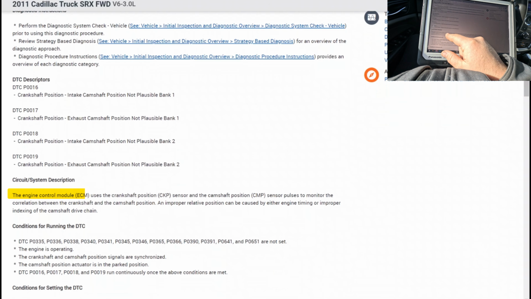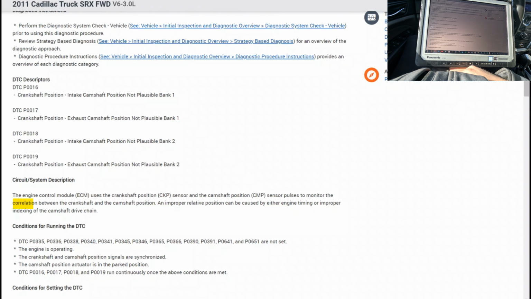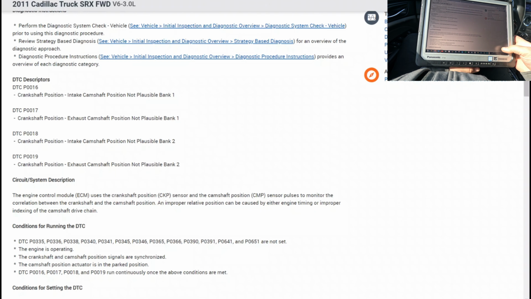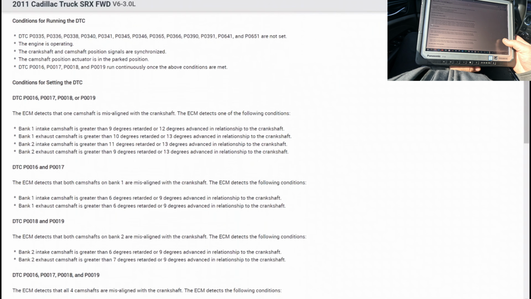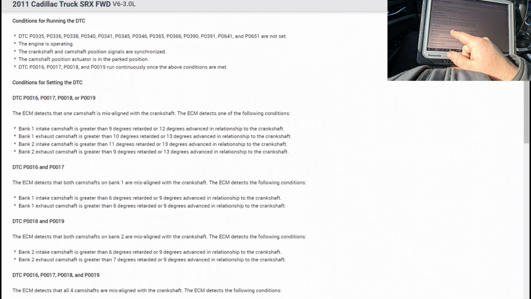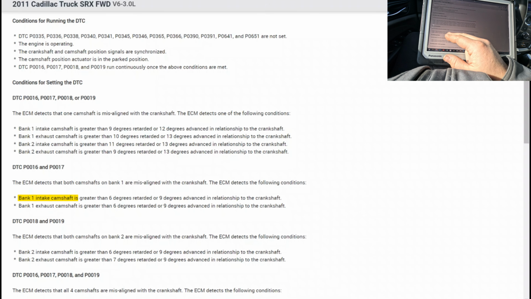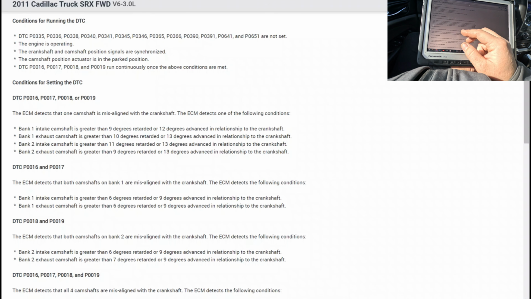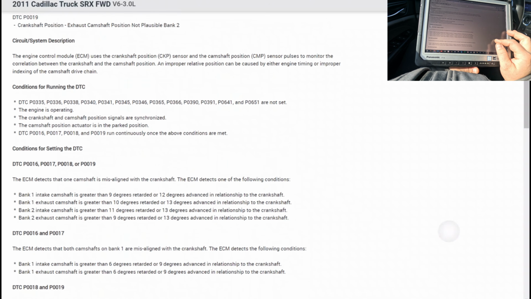The engine control module uses the crankshaft position sensor and the camshaft position sensor pulses to monitor the correlation between the crankshaft and the camshaft position. An improper relative position can be caused by either engine timing or improper indexing of the camshaft drive chain. P0016 and P0017: both camshafts on bank 1 are misaligned with the crankshaft. Bank 1 intake camshaft is greater than 6 degrees retarded or 9 degrees advanced in relationship to the crankshaft. Same thing with bank 1 exhaust. We had both of these. Right now we don't, but we definitely had both of them.